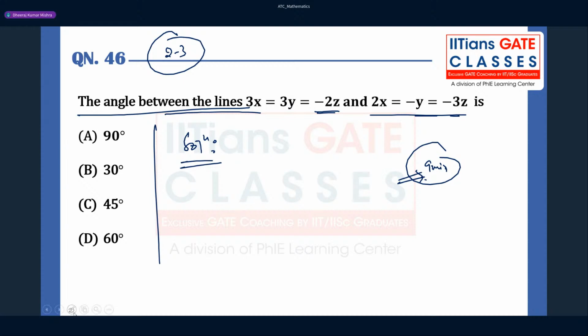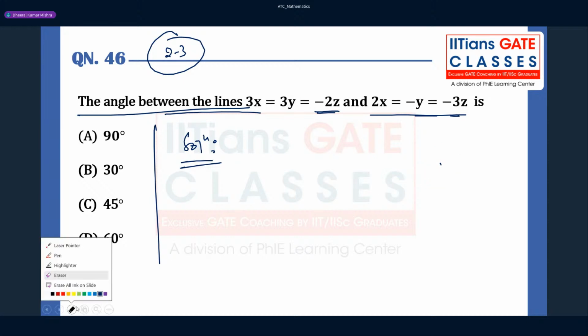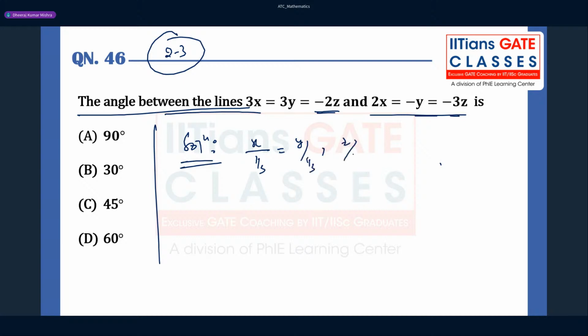Whenever a line is given, find the direction ratio. What are the direction ratios for these two lines? You can write this as x upon 1 by 3, y upon 1 by 3, and z upon minus 1 by 2. So the direction ratios for this line are 1 by 3, 1 by 3 and minus 1 by 2. From the other line also you can find the direction ratios: 1 by 2, minus 1 and 1 by 3.